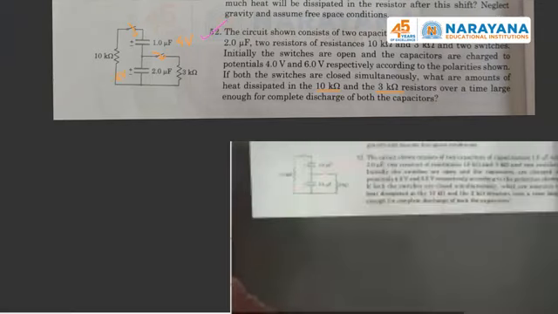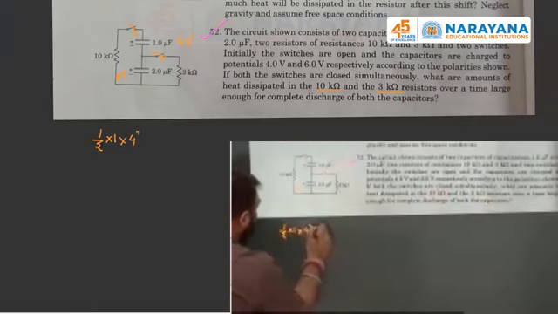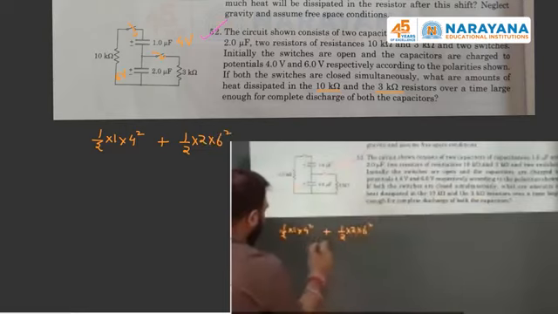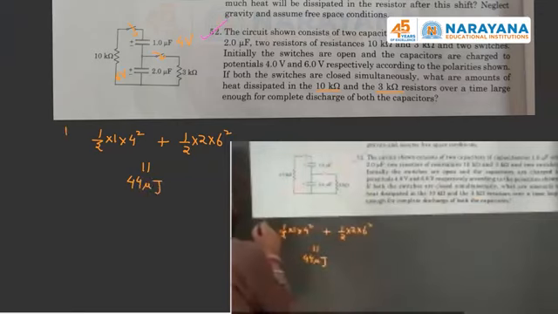My point is, if you close the switch simultaneously, this one was having an initial voltage of 4 volt, and the other was having an initial voltage of 6 volts. That is it. So whatever initial energy they had was half of 1 into 4 square, and the other was having half of 2 into 6 square. So I am having a value of 44 microjoules.